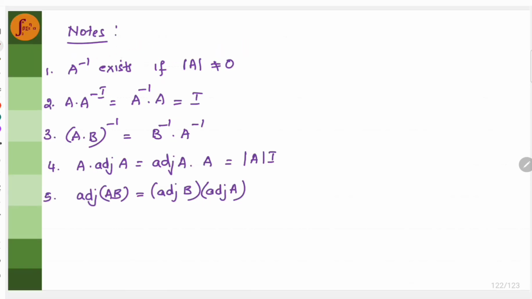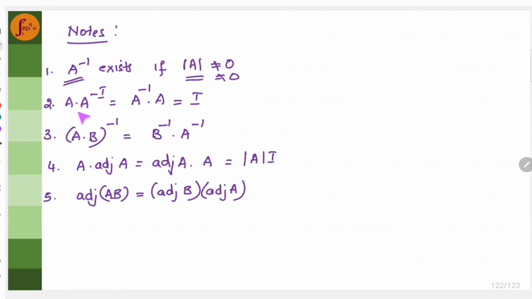There are a few keynotes. A inverse exists. Every matrix will not have an inverse. It's not necessary that every matrix will have an inverse. There could be certain matrices where the inverse does not exist at all. The way to identify is, if you find the determinant of that particular matrix and it is not equal to 0, then we can find A inverse. But there are certain matrices where the determinant is 0. We just saw that. In such cases, for those matrices, A inverse does not exist.